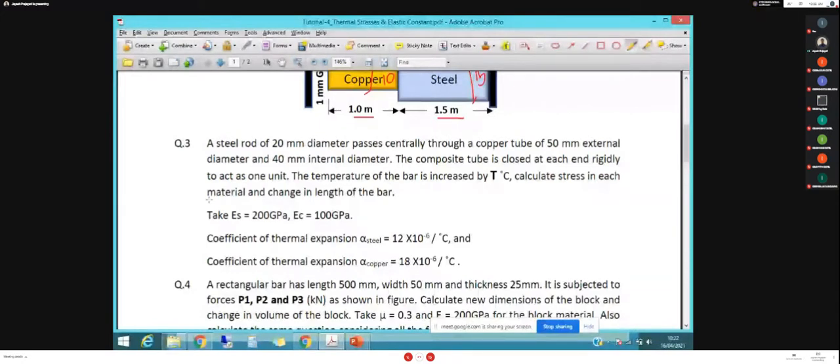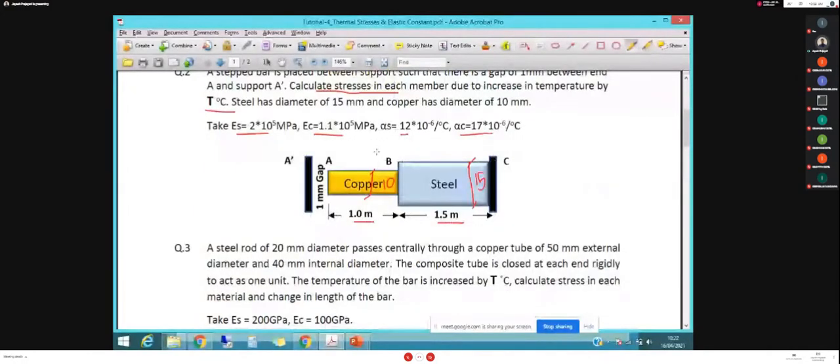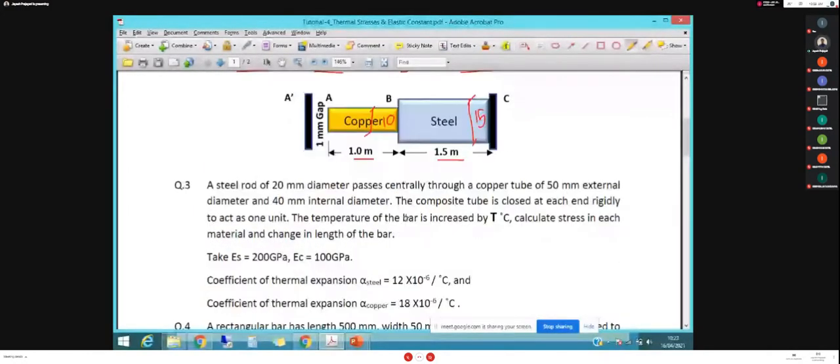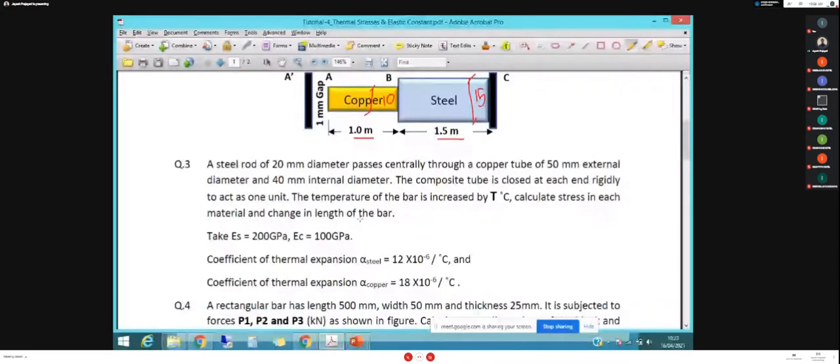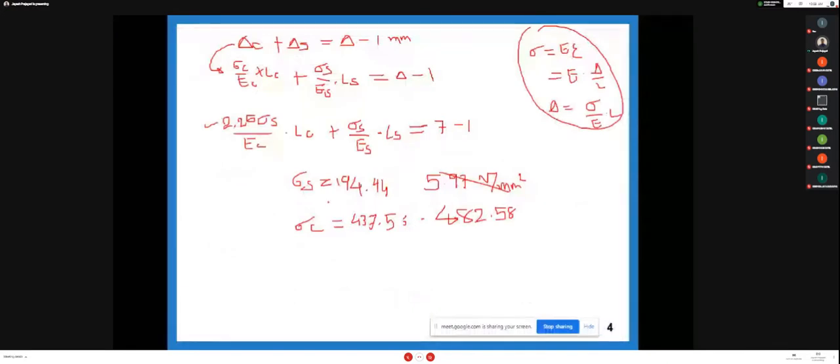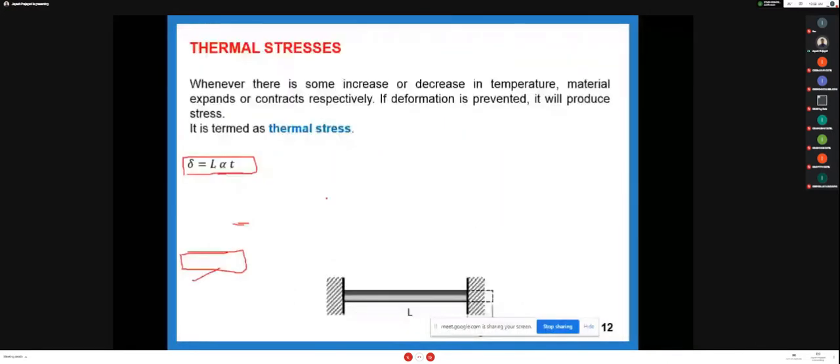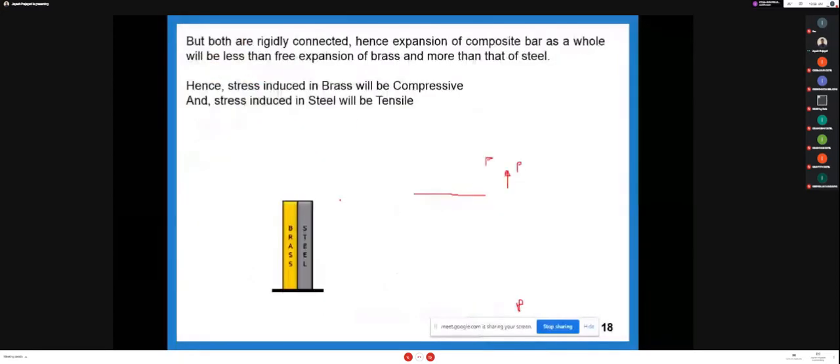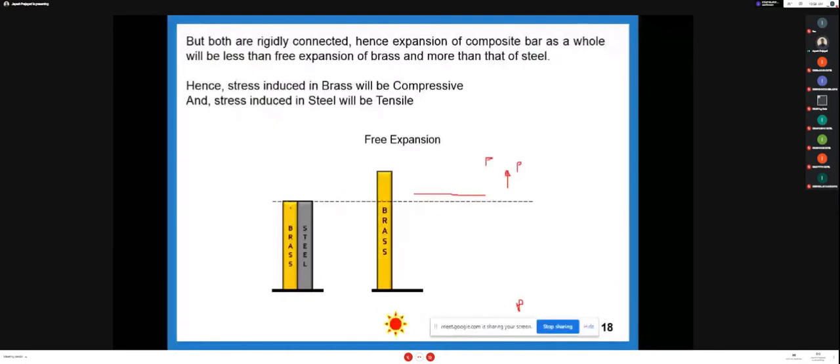E value and alpha value are given here. The previous one was a compound section, and this will be a composite. We calculate the stress induced in both materials. Before that, I have explained the theoretical background, so it is clear which equation we can use here. This will be a composite section, brass and steel. This theory was already explained in the classroom, and I will repeat this portion.